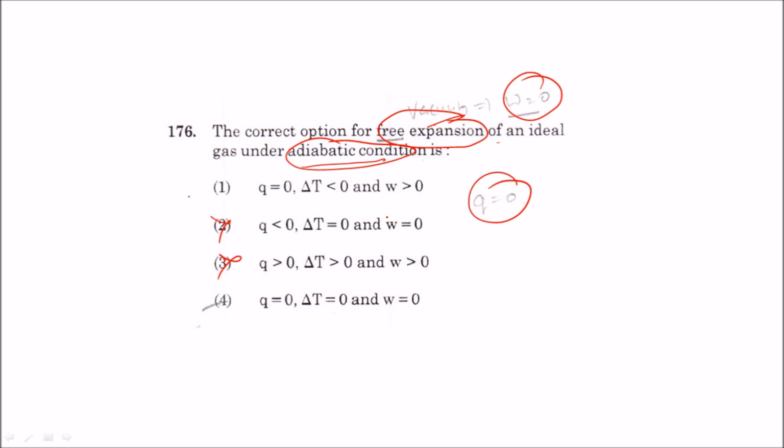Based on this much only, you can get the answer. Here it is given as W is more than 0. That's not the case. So we are left with only one option, that's the fourth one. The right answer is option 4. Q equal to 0, delta T is 0, and W is 0.